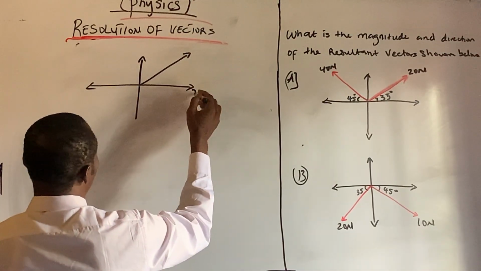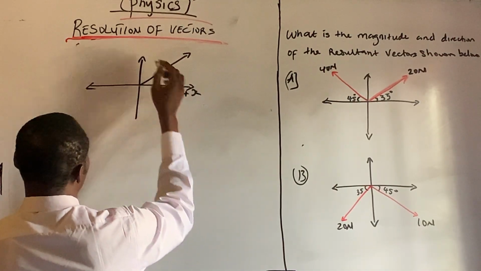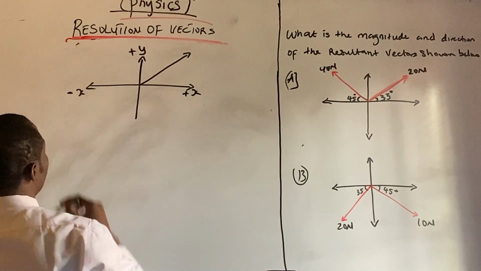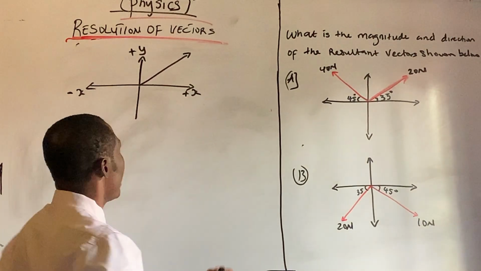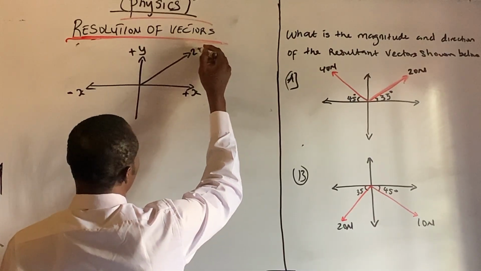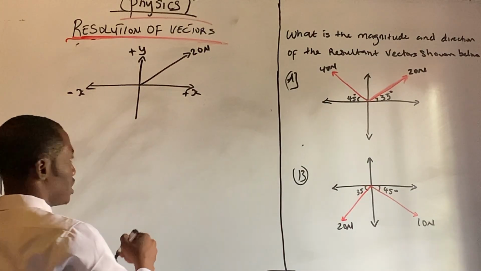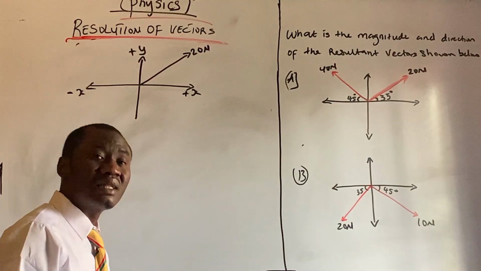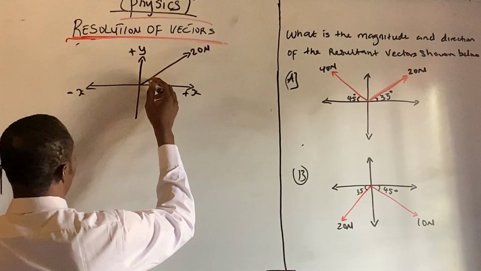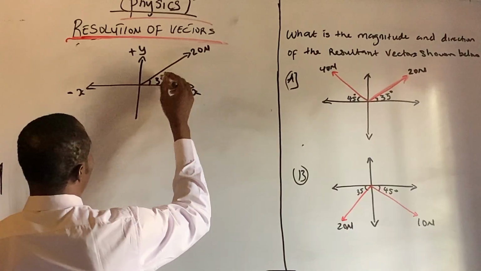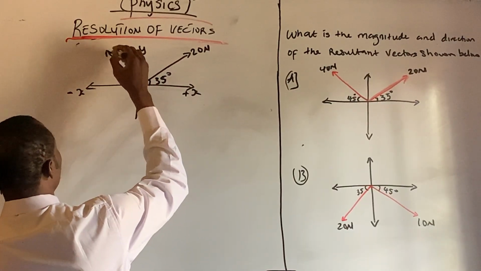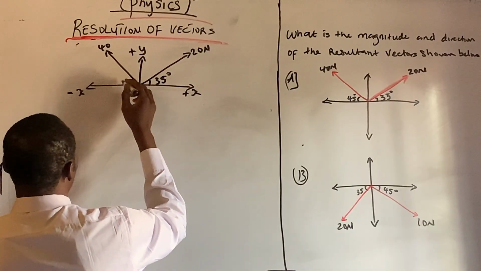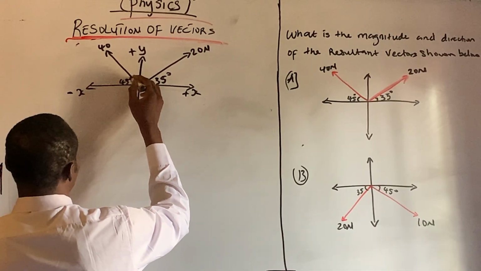then we have the positive x-axis, the positive y-axis, and the negative x-axis. And then the force of 20 Newton is directed towards the positive x-axis at an angle of 35 degrees. Another force of 40 Newton is directed towards the negative x-axis at an angle of 45 degrees.